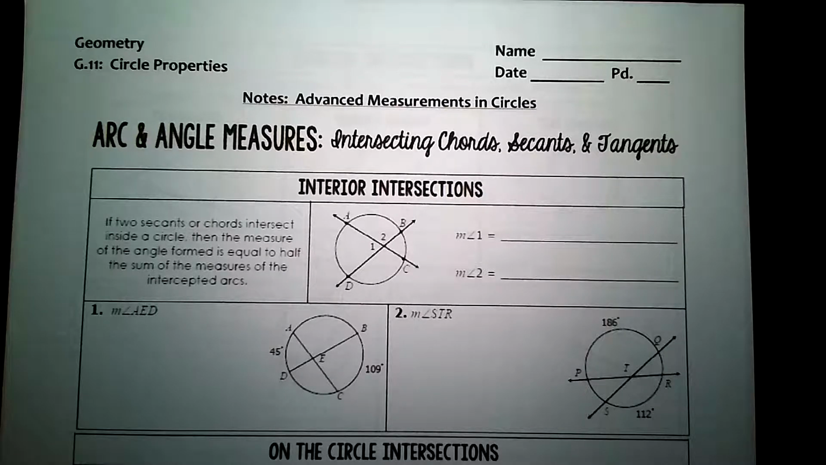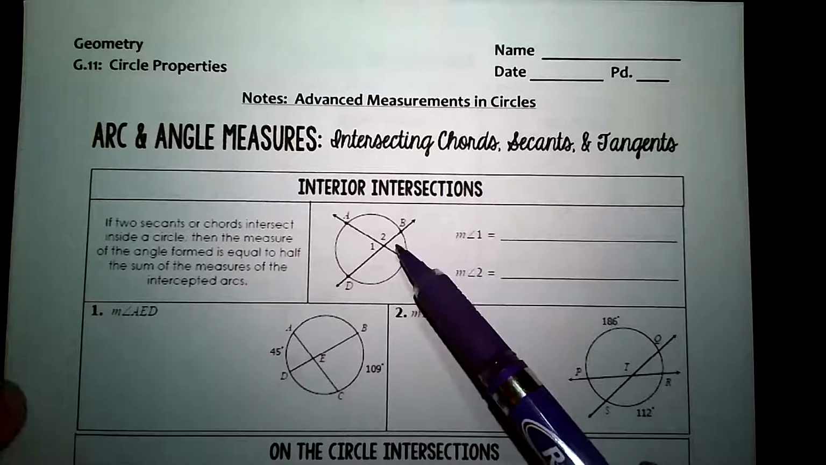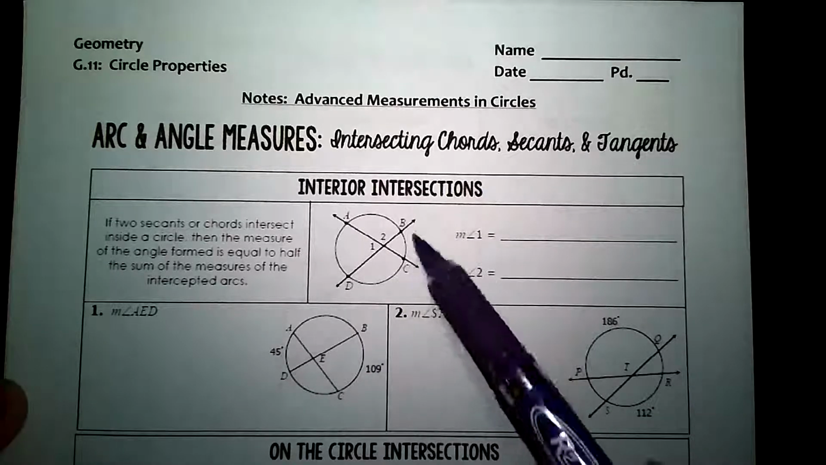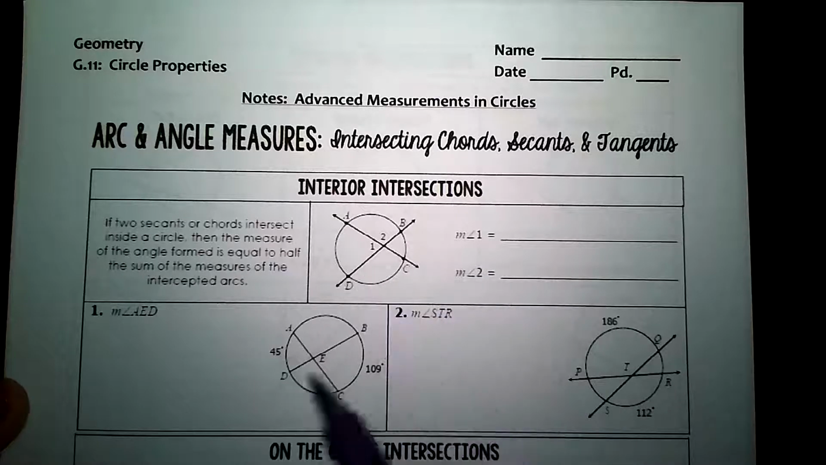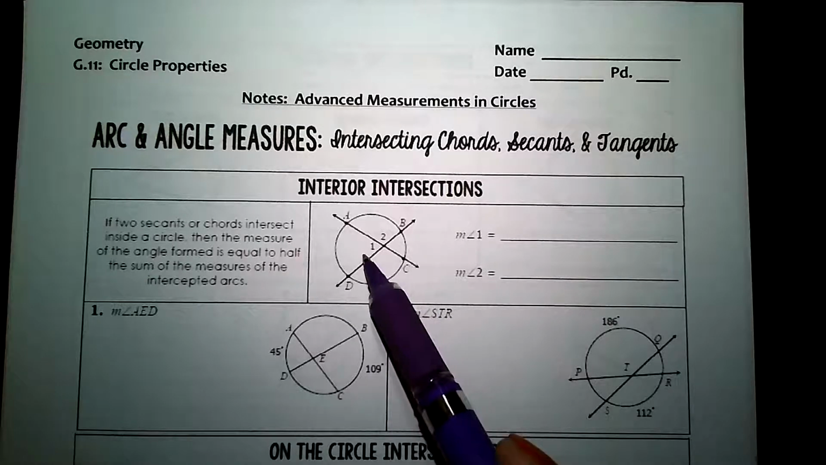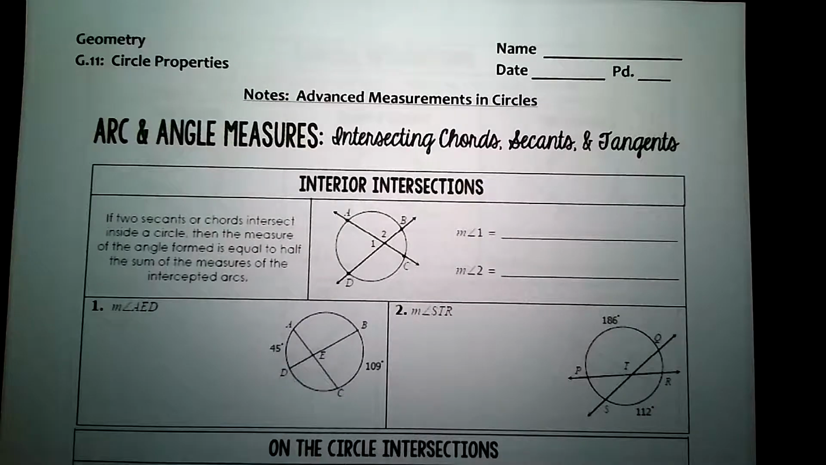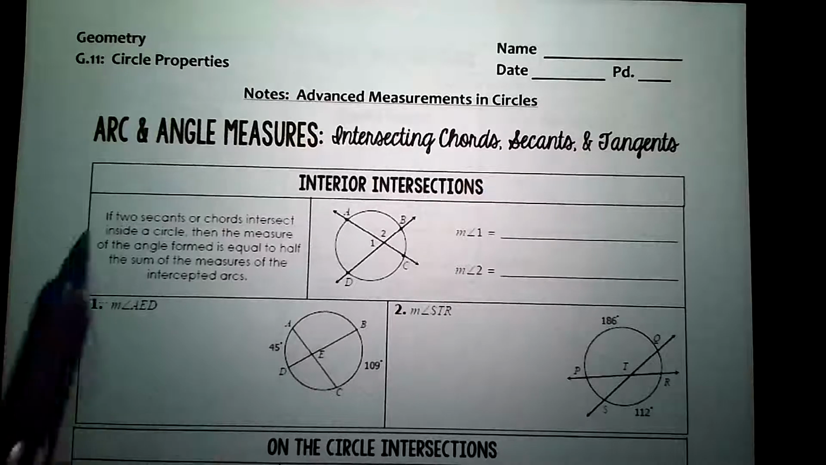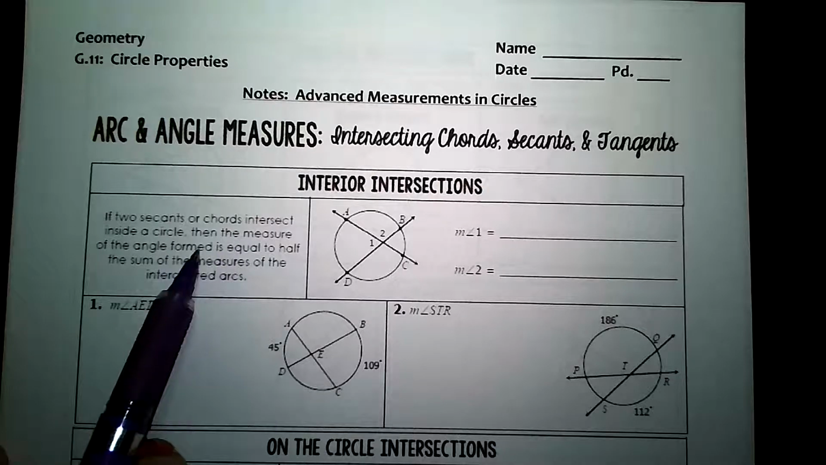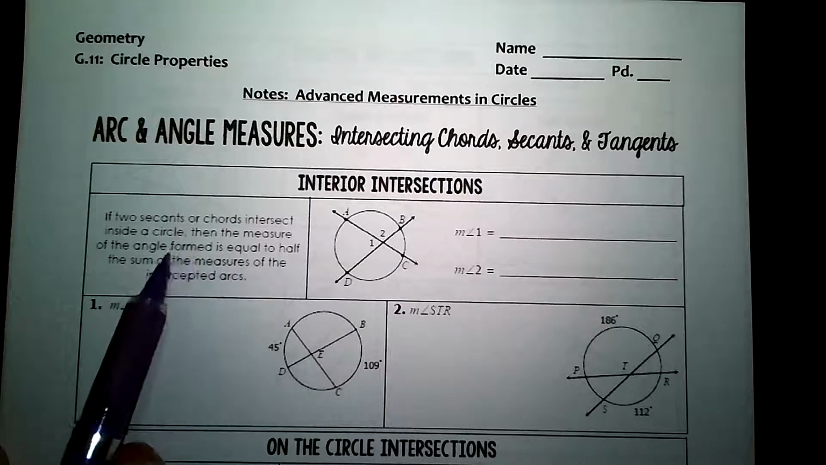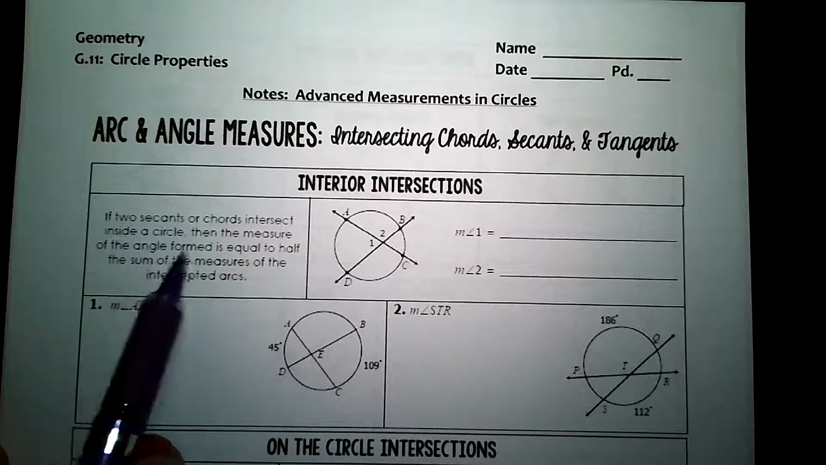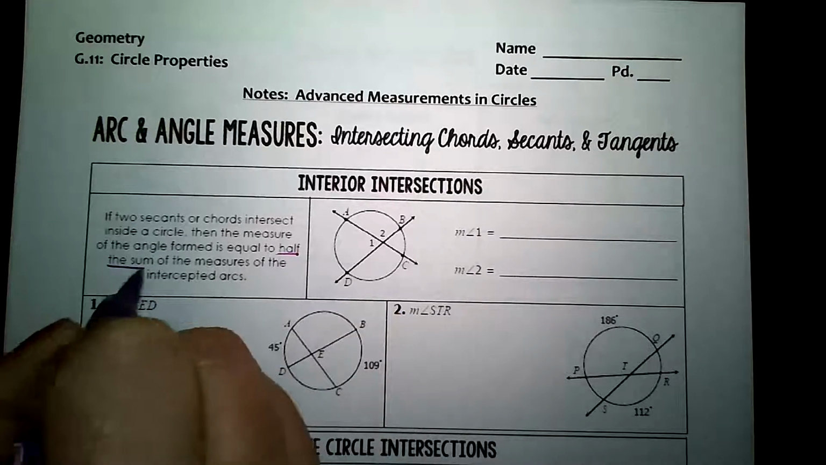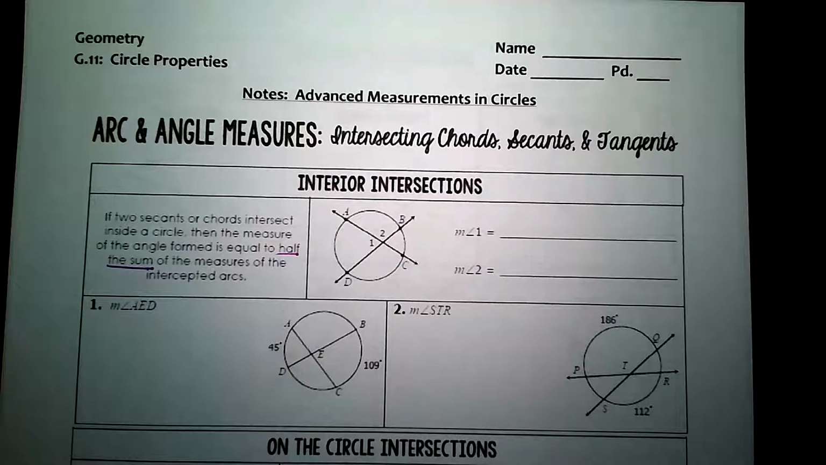In our first example, we're looking at an interior intersection where we either have secants or chords that intersect. Make sure you realize they're not intersecting in the center of the circle, so these are not central angles. They're just kind of randomly positioned around the circle. The postulate says that if two secants or chords intersect inside of a circle, then the measure of the angle formed is equal to half the sum of the measures of the intercepted arcs.